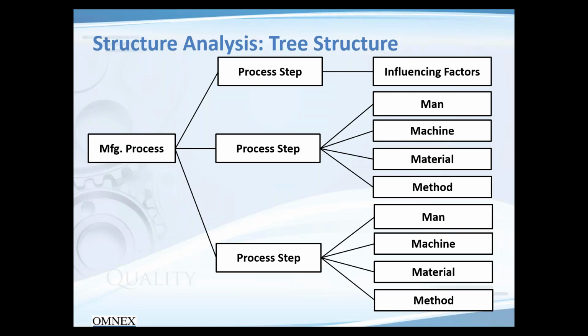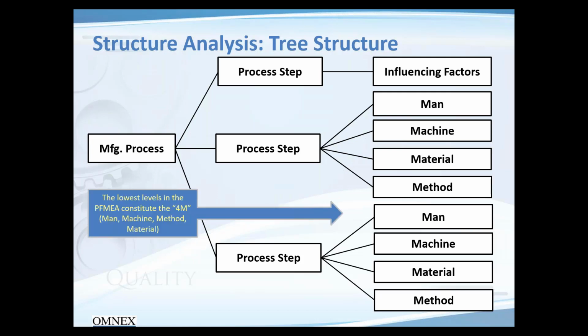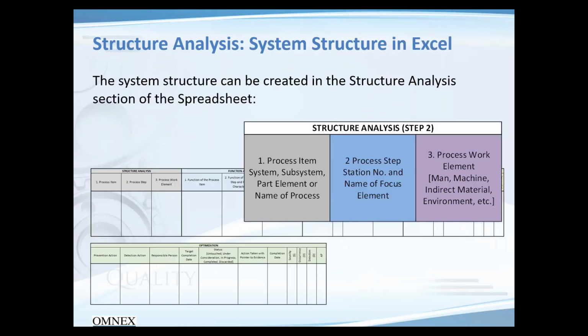So I can't see completely stepping away from the flow diagram as a method to evaluate the system, and then put it in a structure diagram to further analyze it. So the lowest level in the PFMEA constitutes the man, method, material and machine. So you have your process flow, and you enter that other information on the form.